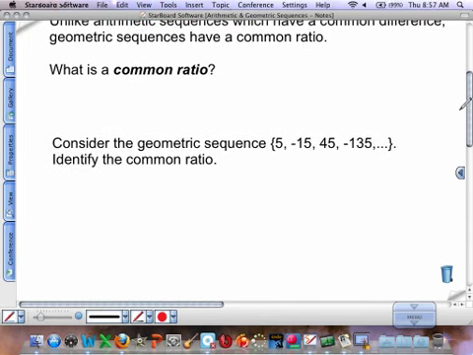So here's our sequence. 5, negative 15, 45, negative 135. What is my common ratio? Morgan? Negative 3. Okay, so I'm multiplying by negative 3 every time. 5, negative 3 times negative 3, right? So therefore, our common ratio is negative 3.